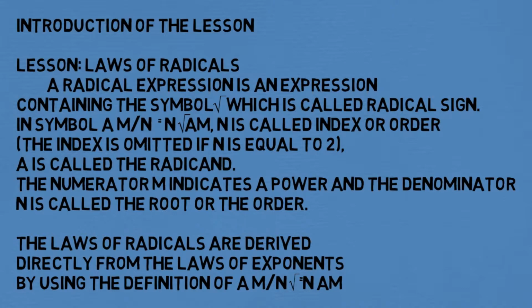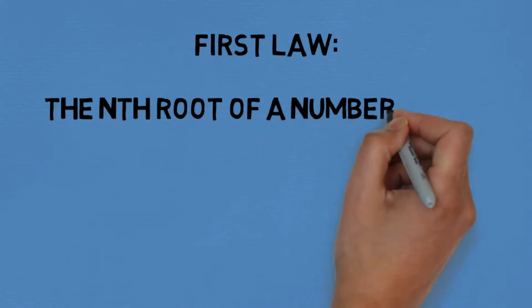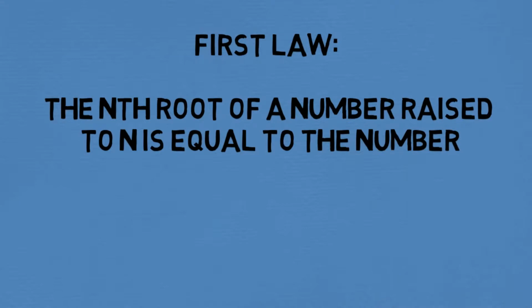The laws of radicals are derived directly from the laws of exponents by using the definition of a to the m over n is equal to the nth root of a to the m. With that being said, let's move on to our first law. The nth root of a number raised to n is equal to the number.